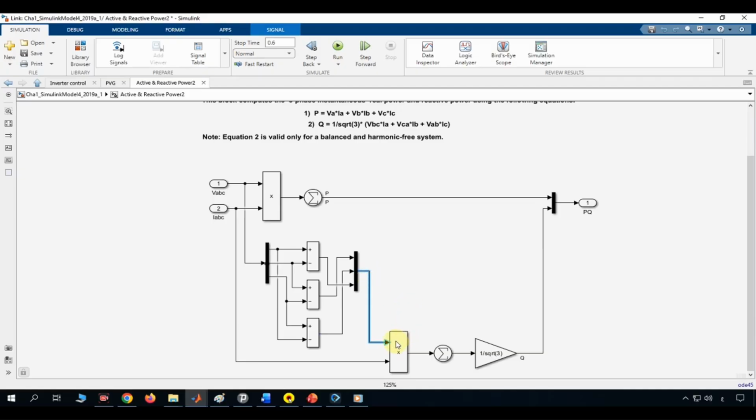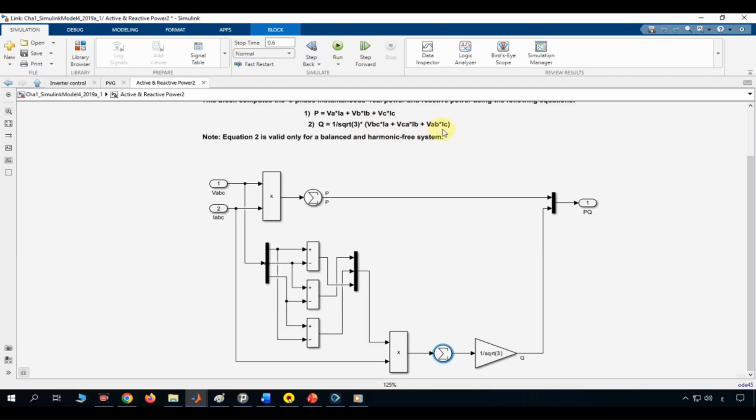That bundled signal is multiplied, element by element, against the original three-phase current signal, IABC. This produces three products: VBC times IA, VCA times IB, and VAB times IC, exactly matching the three terms inside the parentheses of equation 2. Those three products flow into a summation block, adding them all together into one number. At this point, we have the full expression inside the parentheses of equation 2.